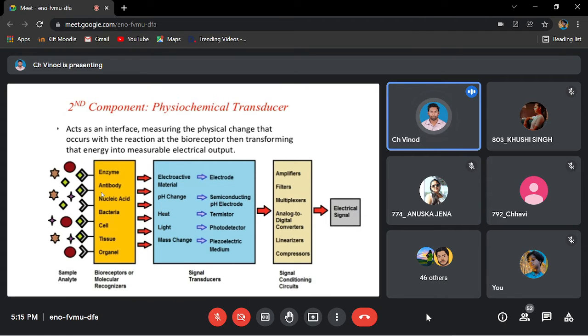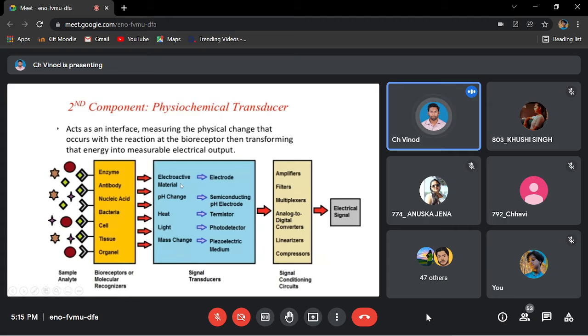Okay, energy based outputs. What we are doing is trapping that energy based output and giving it in the form of an electrical signal. So depending upon what we want to sense, we have these different kinds of transducers available in the market.